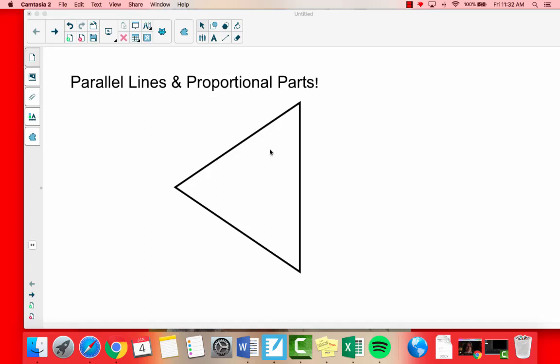Hey everybody, today we're going to be talking about proportional parts of triangles as well as how we can use parallel lines to create those proportional parts. We're just going to jump right into our examples.